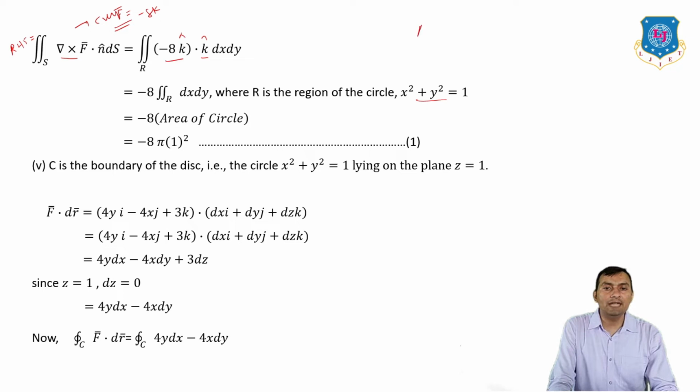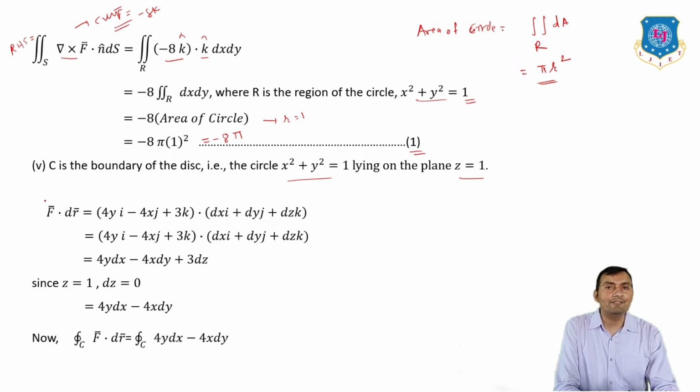As we know, the area of the circle, using the double integration of dA over the region R, is pi r square. Using this standard formula, we get minus 8 times the area of the circle, and here the radius is 1. So minus 8 pi times 1 whole square, and after simplifying you will get minus 8 pi. So that is equation number 1. Here, C is the boundary of the disk, that is the circle x square plus y square equal to 1, lying on the plane z equal to 1.